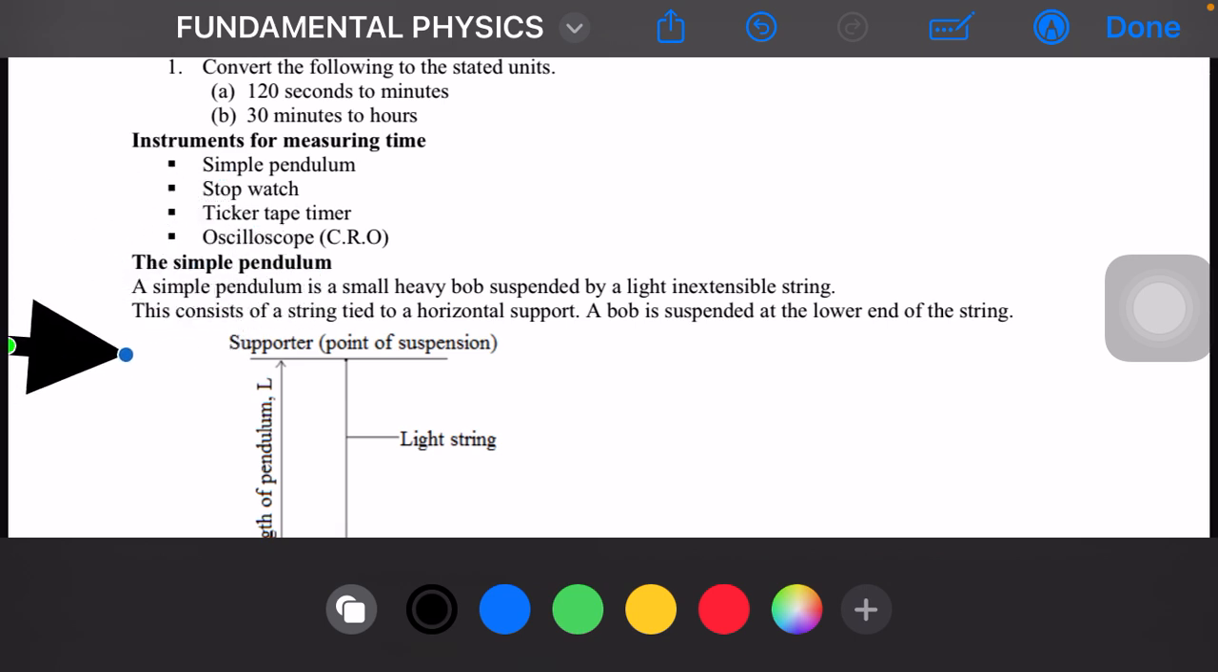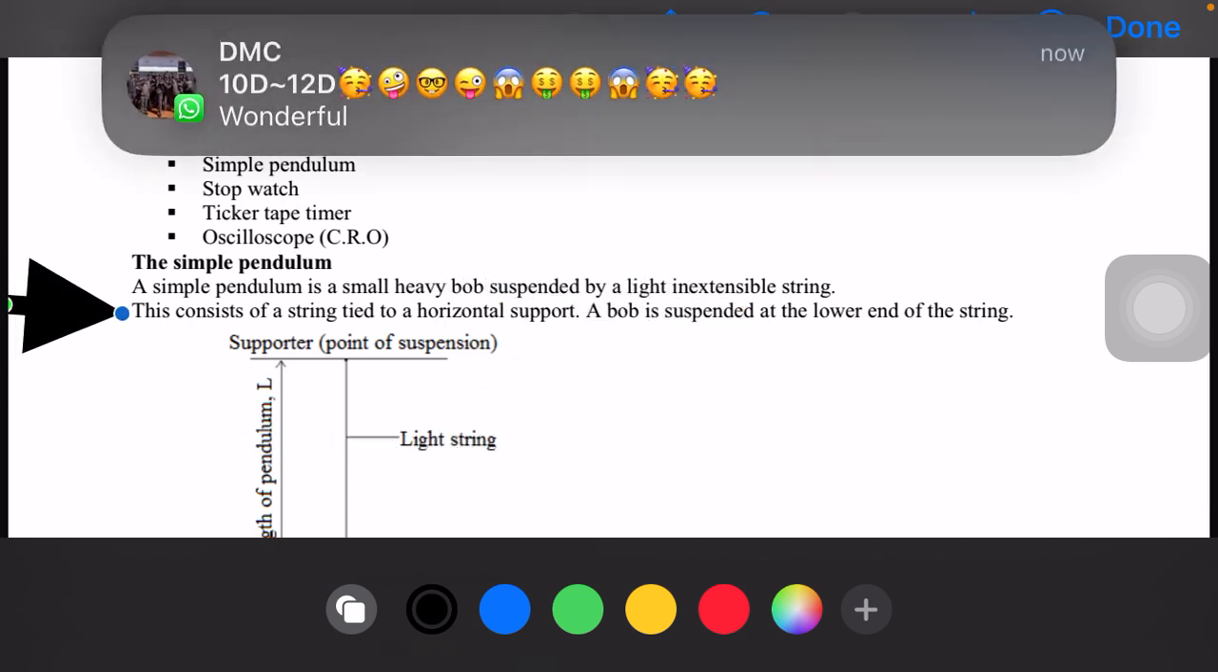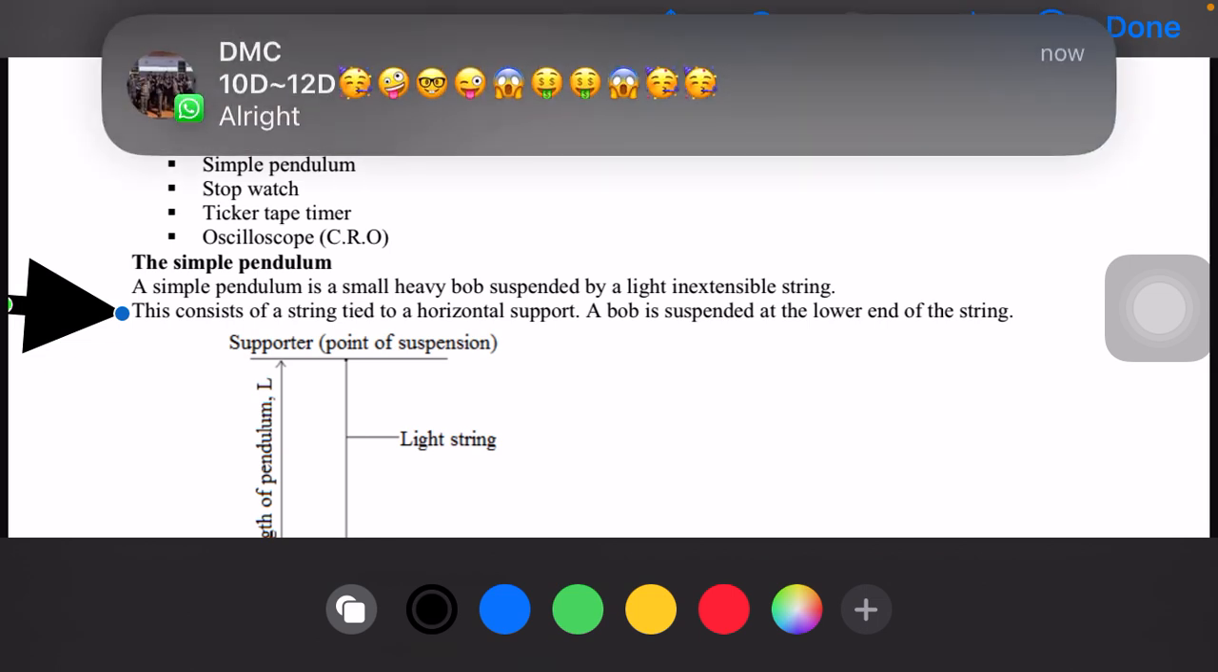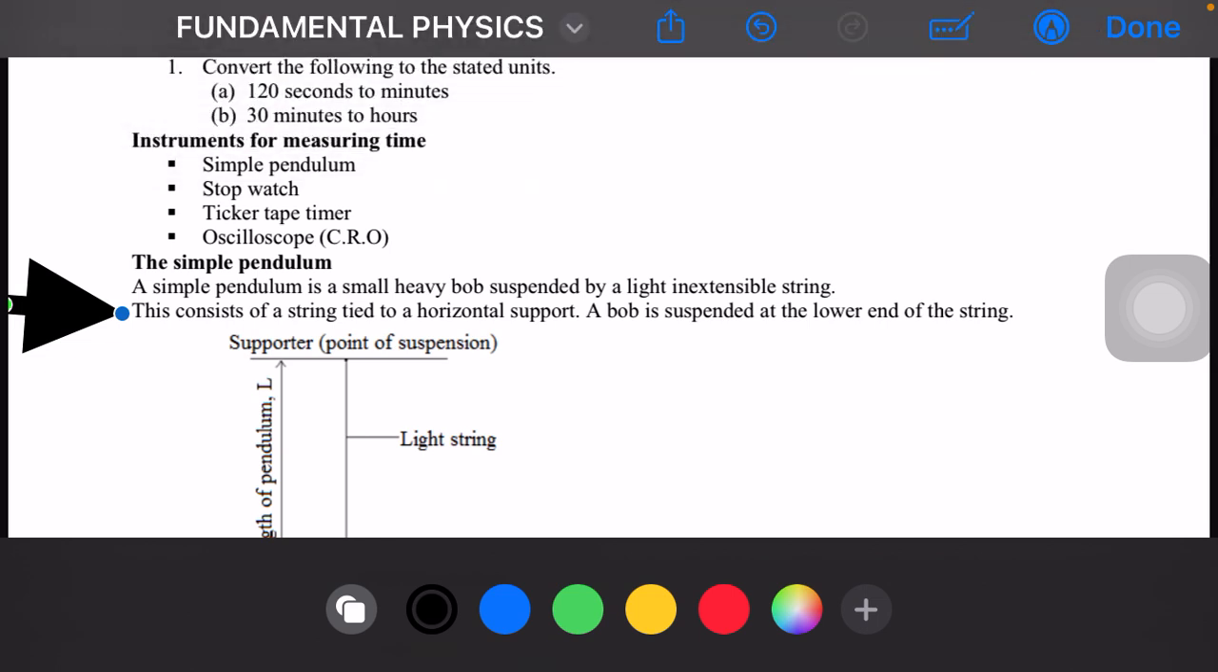A simple pendulum is a small heavy bulb suspended by a light extendable string. This consists of a string tied to a horizontal support. A bulb is suspended at the lower end of the string.